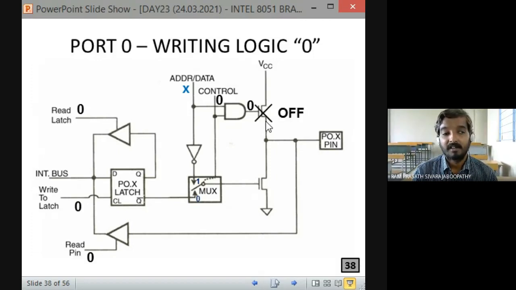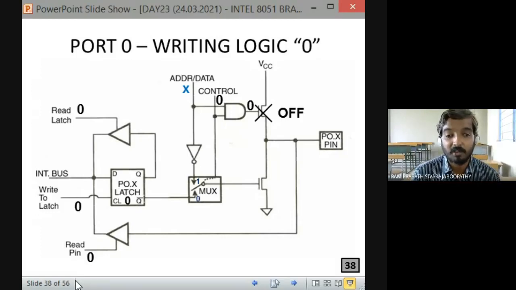Fine. Now we are going to write logic 0, from the basics. So 0 has come on the internal bus. Which signal must get enabled now? Out of the 3 signals, read latch, write to latch, and read pin, which signal must get enabled for the write operation? Yes, write to latch is enabled, and the 0 is stored. Now write to latch gets disabled, so whatever content is on the internal bus, we don't care.